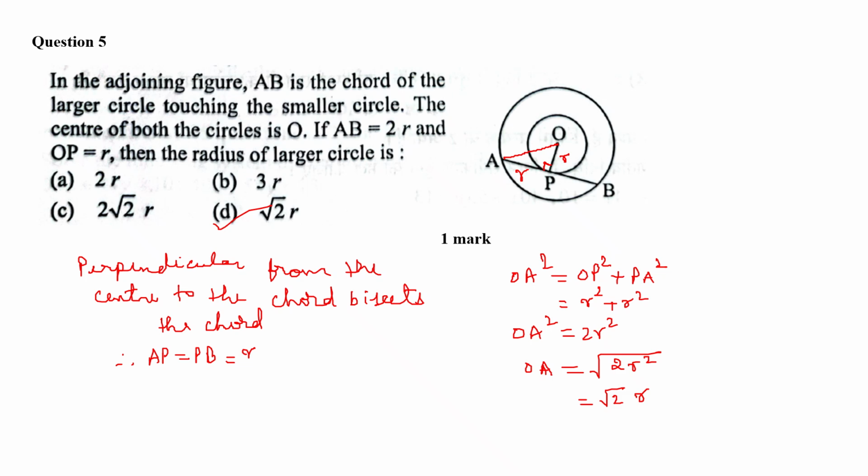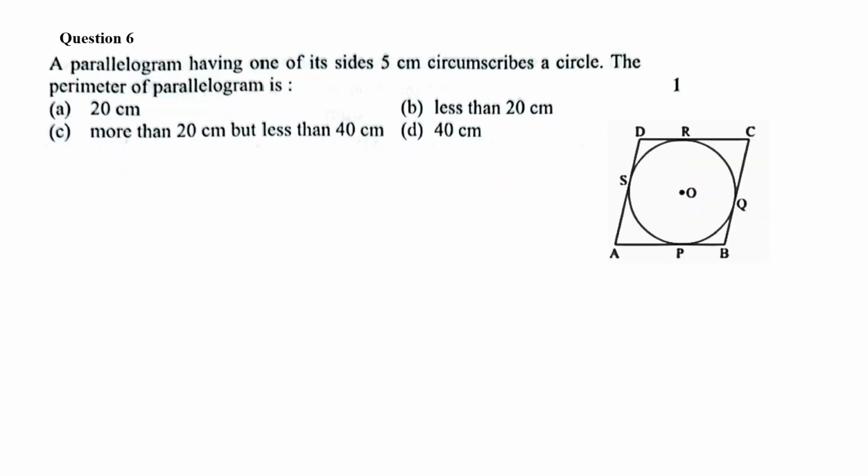Now moving to question number 6. Question number 6. A parallelogram having one of its side 5 centimeters circumscribes a circle. The perimeter of the parallelogram is. So again I am telling there is a theorem. Parallelogram circumscribing a circle is a rhombus. Okay, so this parallelogram is actually a rhombus.